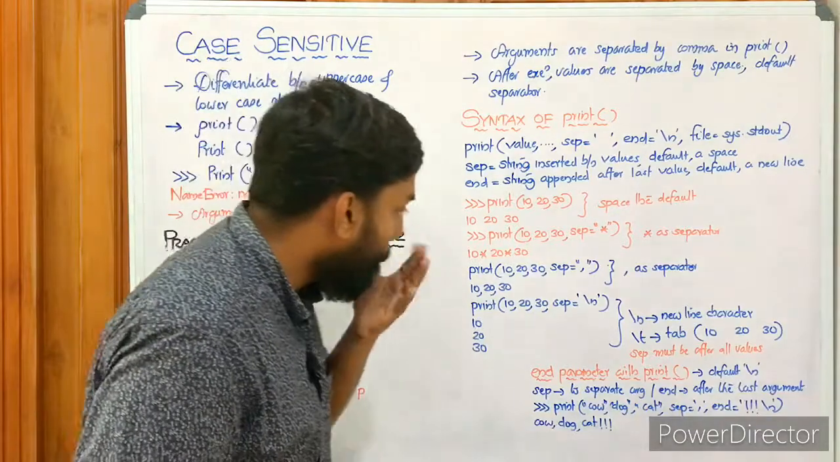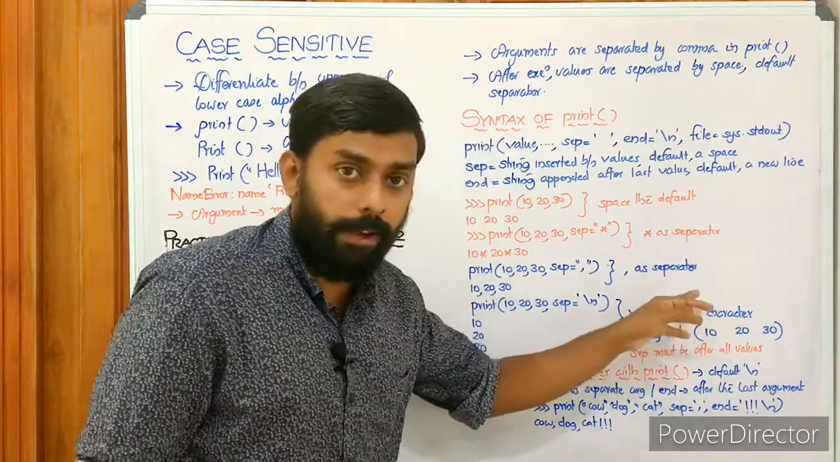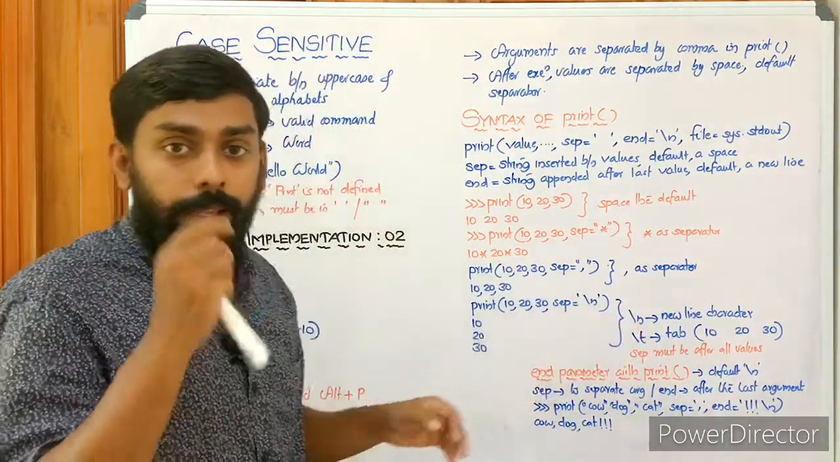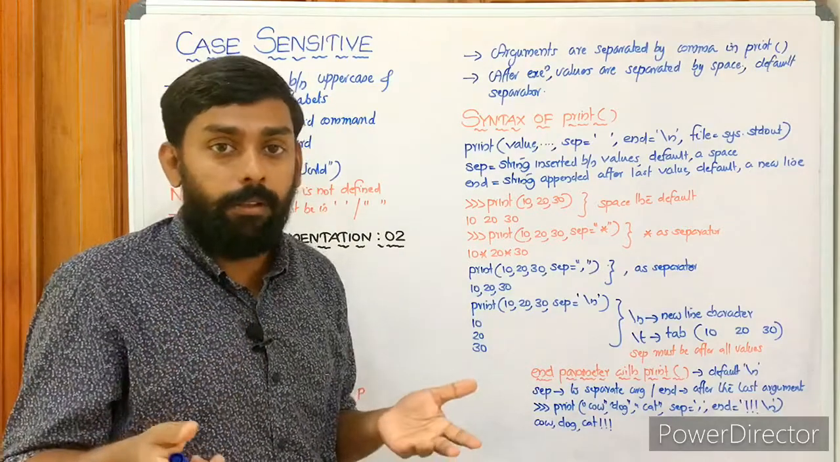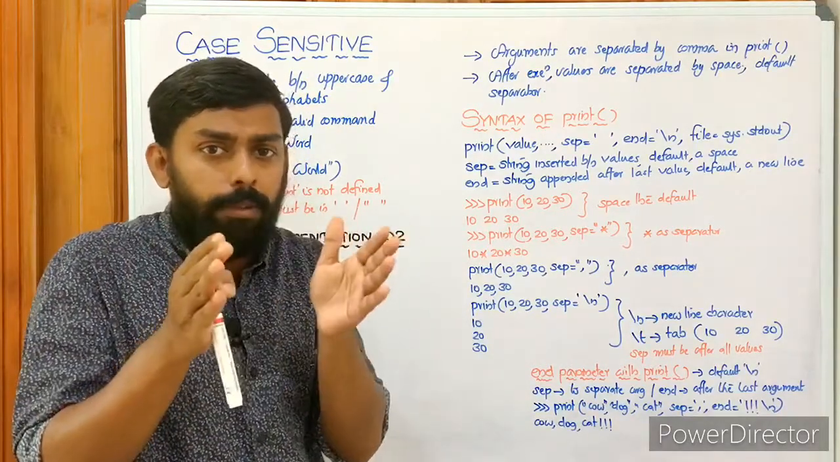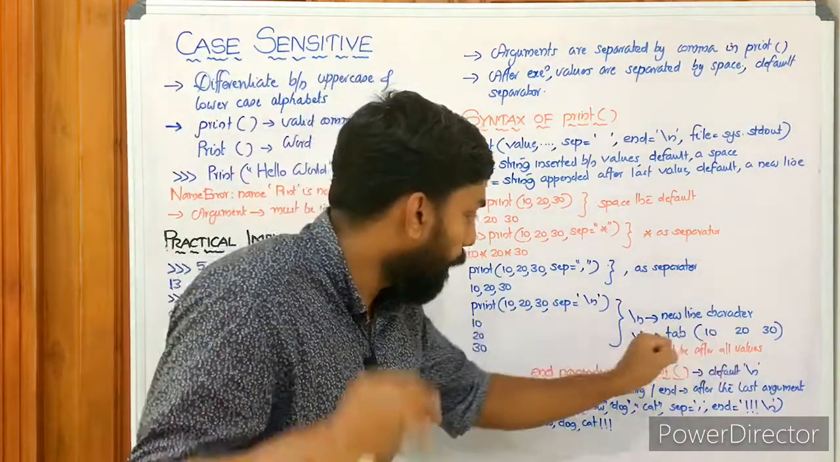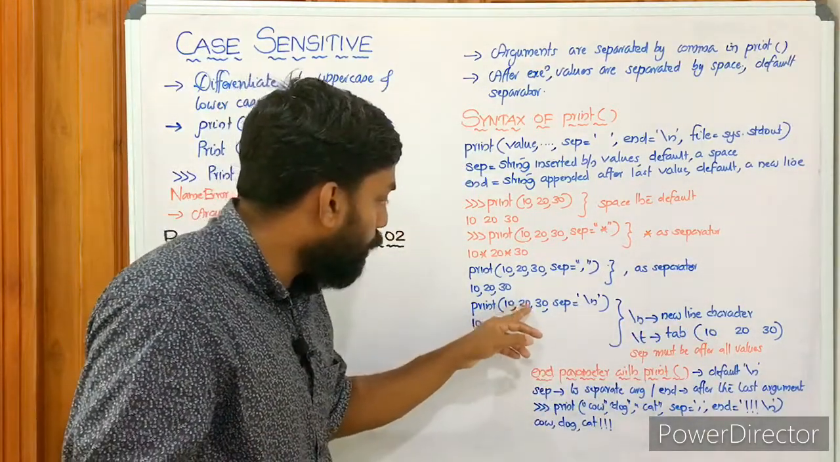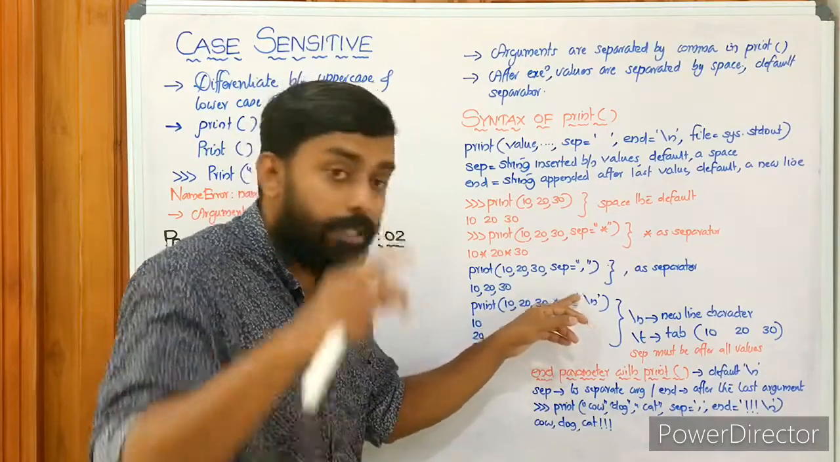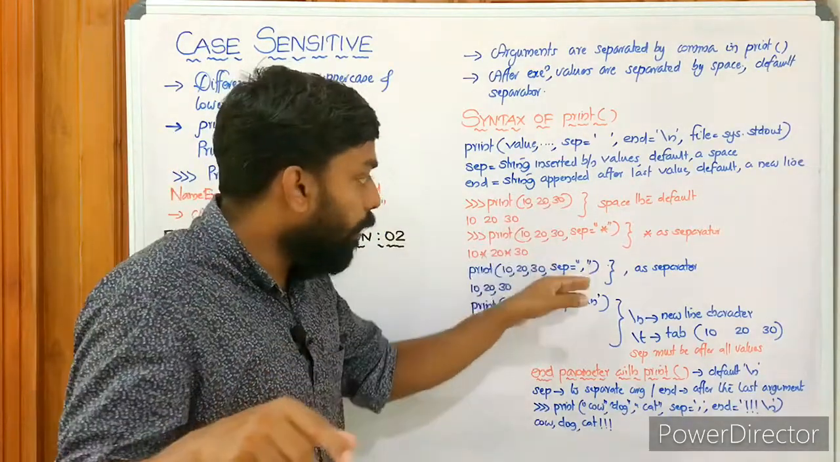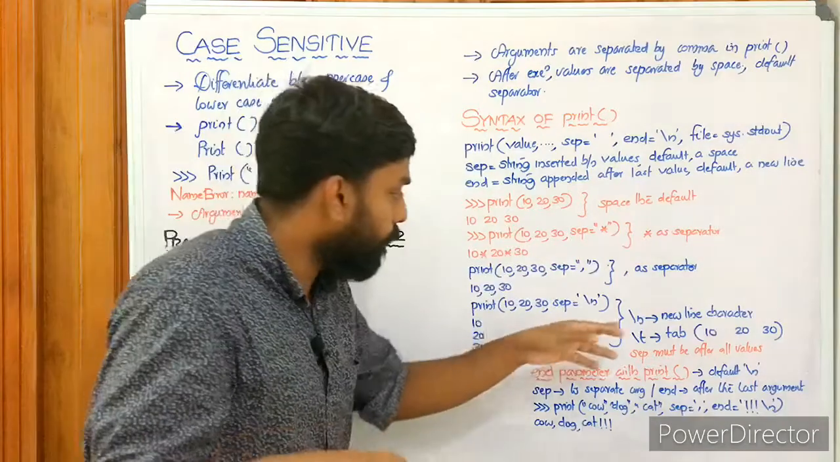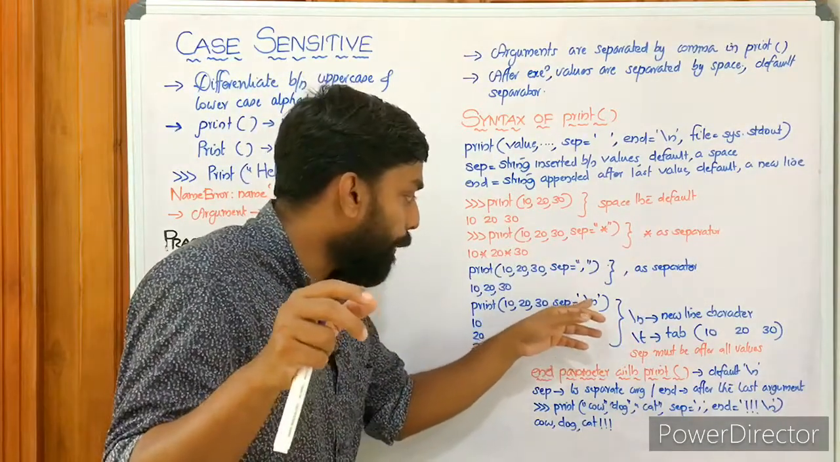So slash n means the new line character, and we have another one, slash t. Slash t stands for tab. You know what a tab is, right? It is spaces, about 5 spaces. When we apply print 10, 20, 30, sep equal to slash t in single quotes. The sep must always be in single quotes or double quotes. So suppose the value of sep is slash t.